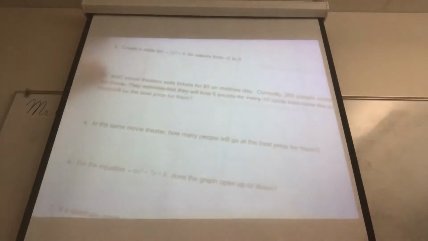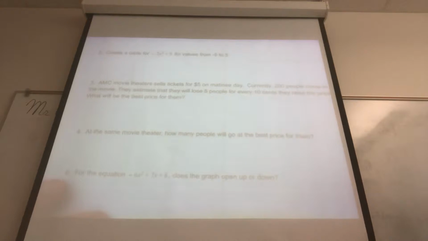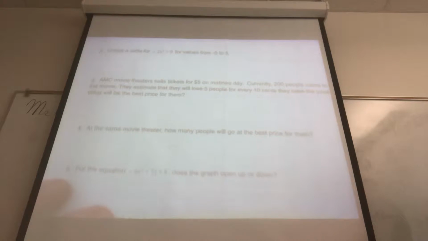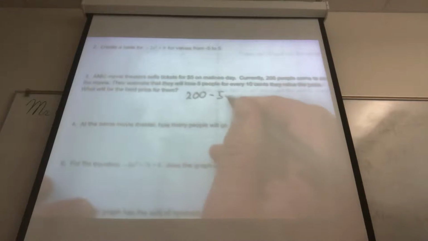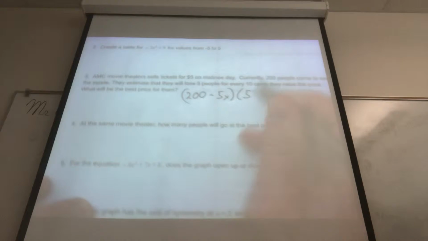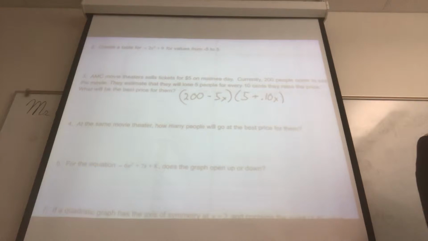Create a table for this from values from -5 to 5. I did not put the tables for the quadratic equations onto the final exam, so you don't have to worry about that. On number 3, the word problem, I did not put one like this on there, but to set this up, it's 200 people go, and they're losing 5 people, and the current price is $5, and they're adding 10 cents every time they change the price. So you'd be able to multiply those, and then just pull up the table in the calculator or on Desmos and see about where it's going to be.